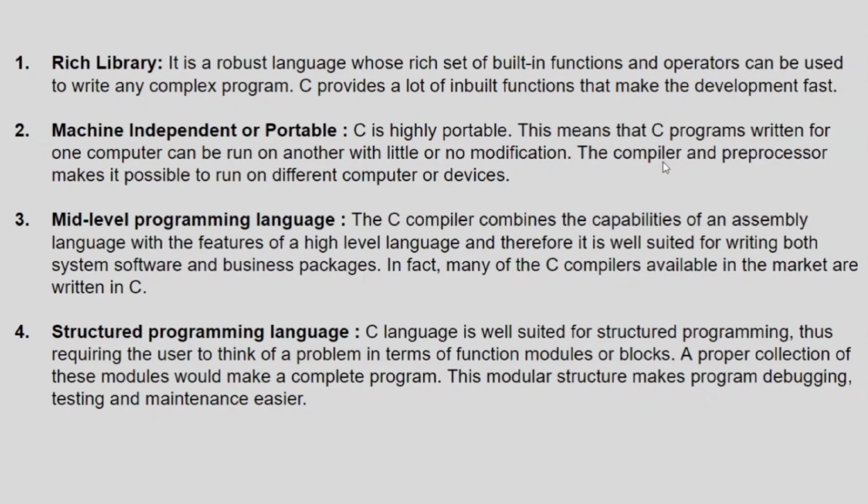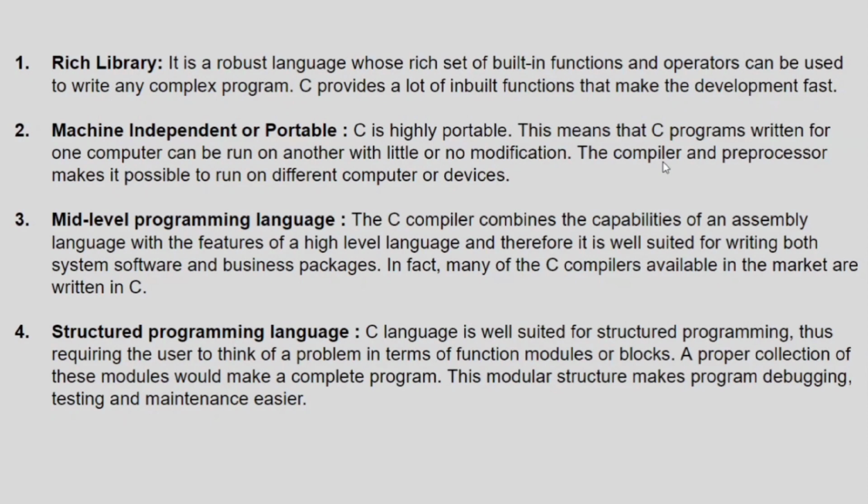Machine independent or portable. C is highly portable, which means that C programs written for one computer can be run on another with little or no modification. If I write program code, the same program code can be run on other computers also with little or zero modification. The compiler and preprocessor make it possible to run on different computers or different devices. Therefore, C is called machine independent or portable.